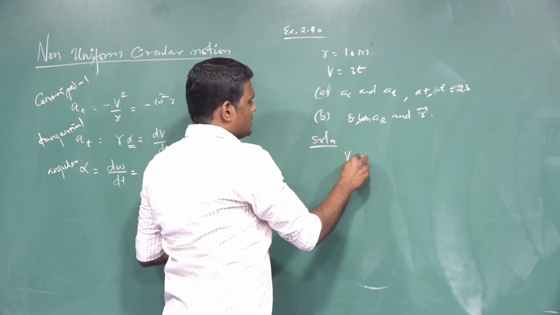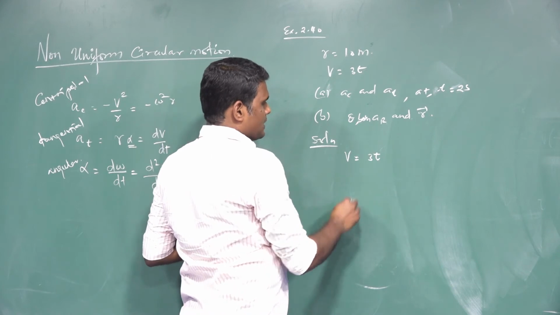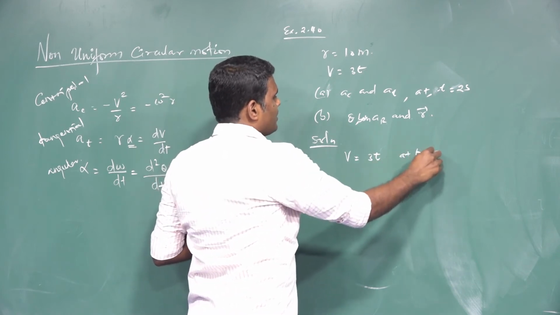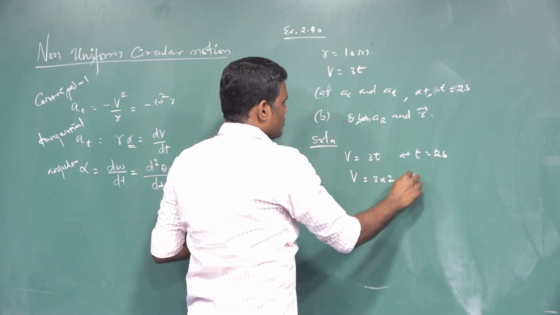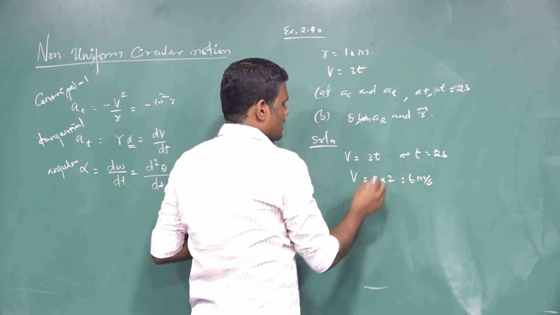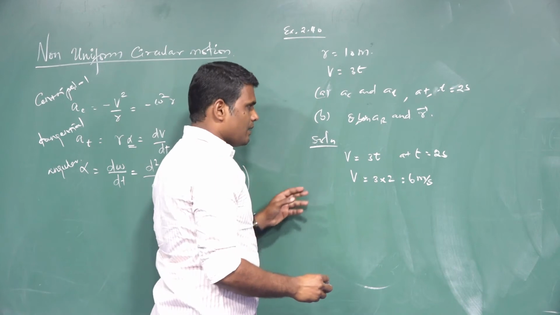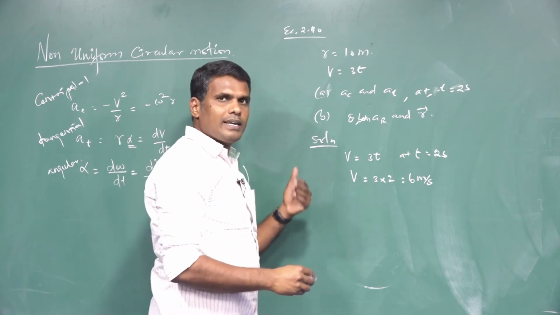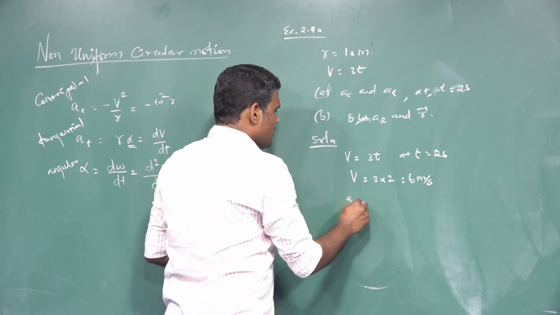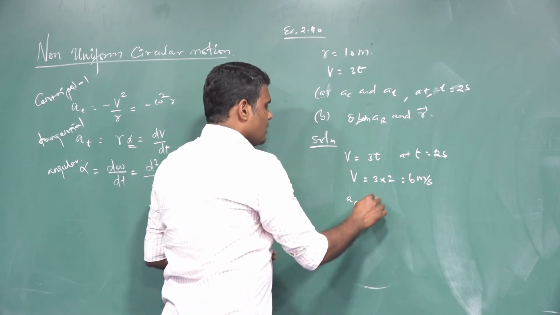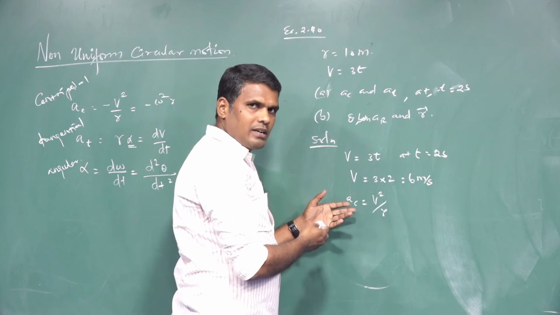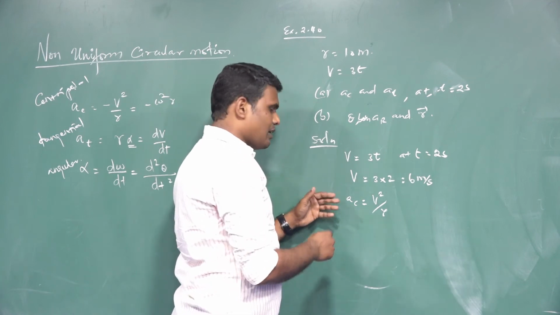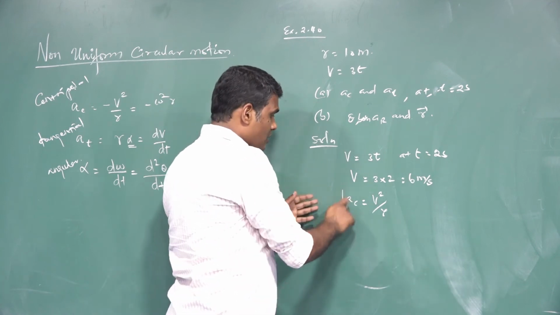So, the linear velocity v is given as 3t meter per second. At time t equals 2 seconds, the linear velocity will be 3 into 2, so 6 meter per second. Linear velocity is 6 meter per second. If linear velocity is known, we can calculate centripetal acceleration. What is the formula for centripetal acceleration? You have v square divided by r. There is no need of using negative sign here. That represents the direction. That is AC equals modulus of AC vector.